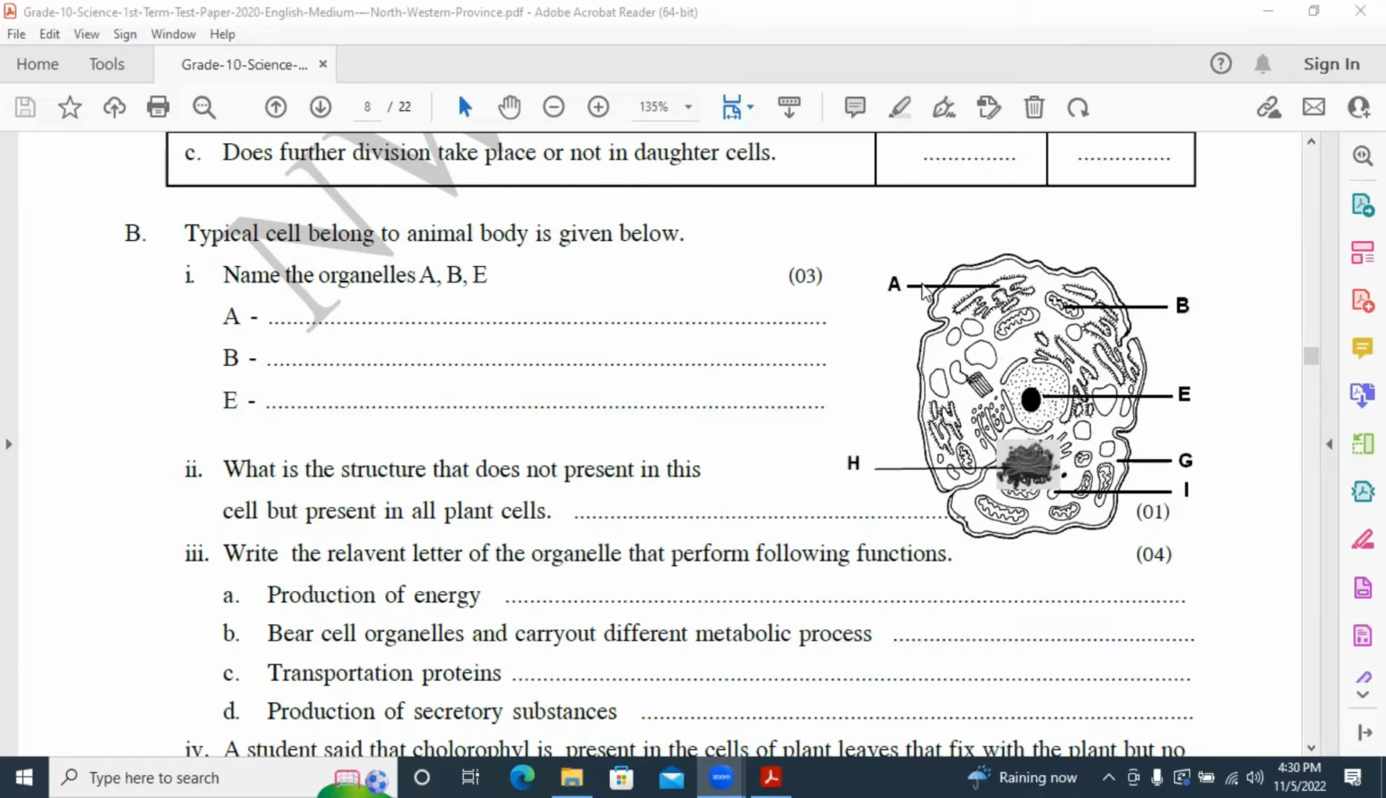A part of a typical animal cell is given below. Name the organelles A, B and E. A, rough endoplasmic reticulum. B, mitochondria. E, nucleolus. The part inside the nucleus is the nucleolus.